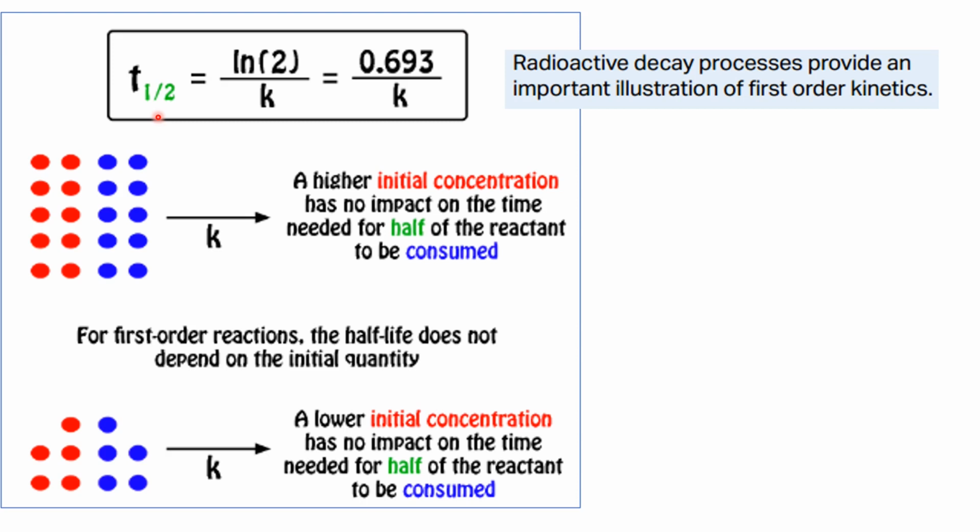So for any first order reaction, T half will be equal to 0.693 upon k, where small k is the rate constant and T half is the half-life of that reactant. A higher initial concentration has no impact on the time needed for half of the reactant to be consumed. If you start with more concentration, the T half will remain the same, and if you have started with a lesser amount, the T half will still remain the same. So here I want to tell you that the half-life will not depend on the initial concentration of the reactant.